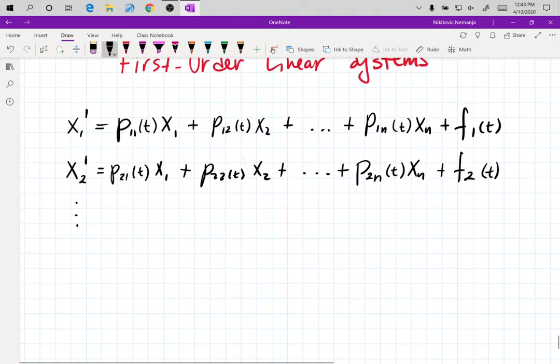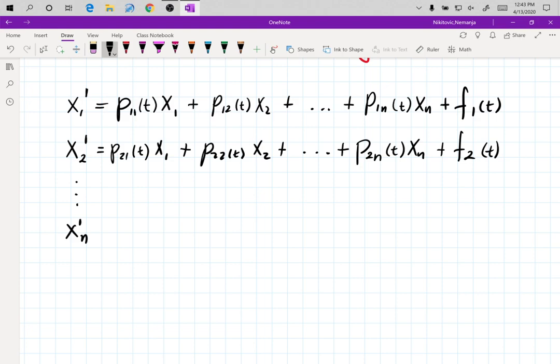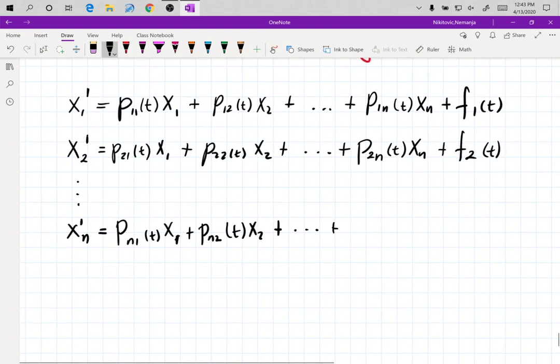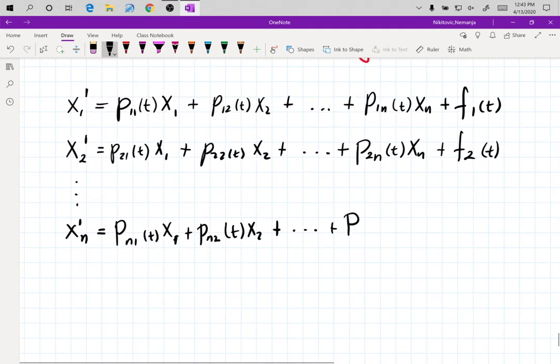All the way down to x prime n, which is p n 1 of t x1 plus p n 2 of t x2 plus the plus p n of t. And before you scream, where is my m? These are all square matrices. You have to have the same amount of matrices as unknown functions.